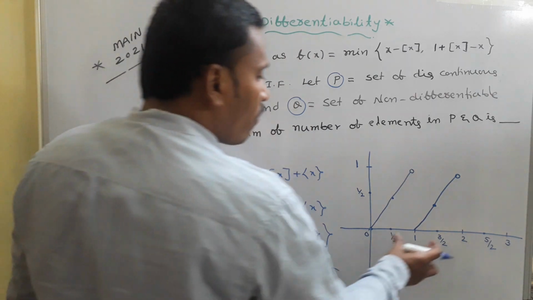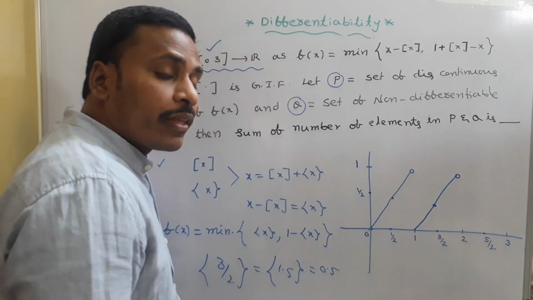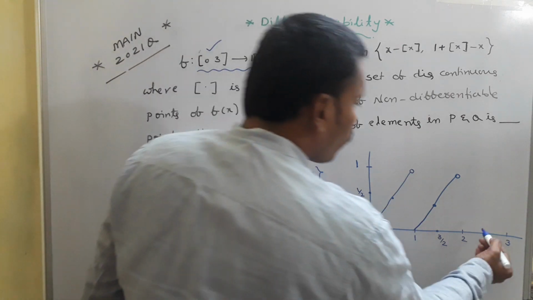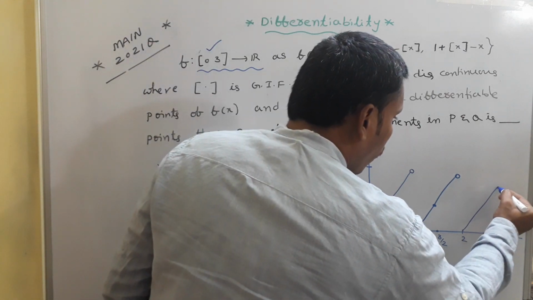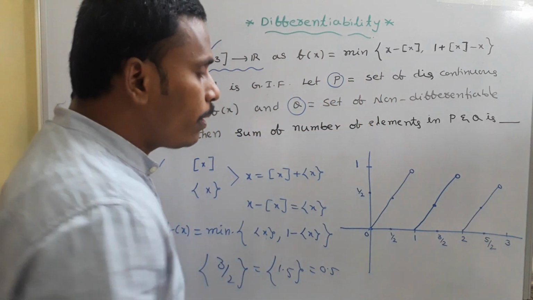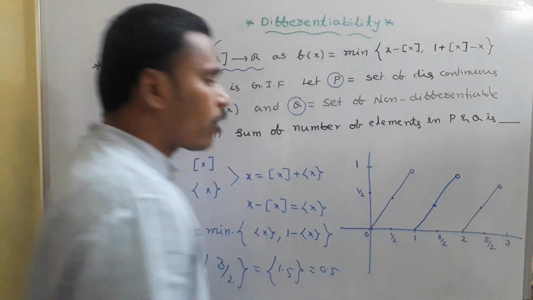So likewise, every value in between 1 and 2 gives us the same result as in between 0 and 1. Again in between 2 and 3, the graph of fractional part of x will be like this only. At 5 by 2, again it is 1 by 2. So basically this is the graph of fractional part of x.